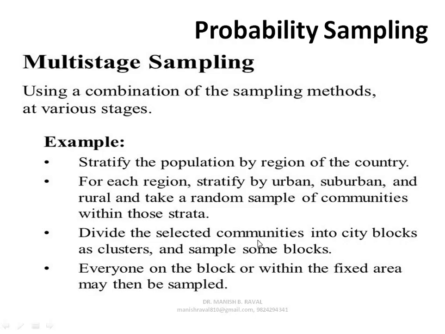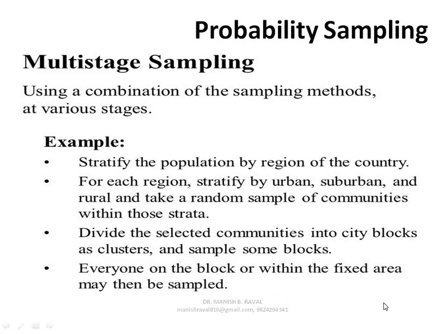Now divide the selected communities into city blocks as clusters and sample some blocks. Out of this urban area, we have again divided into city blocks. Suburban area again divided into blocks, and rural area is again divided into blocks. Now out of every block, we can identify the sample from the fixed area.